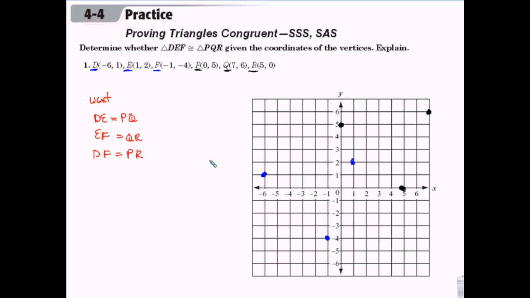Now the distance formula comes from the Pythagorean theorem, right? Triangles. Okay. If I were to connect these, it makes a right triangle. Do you guys see that?